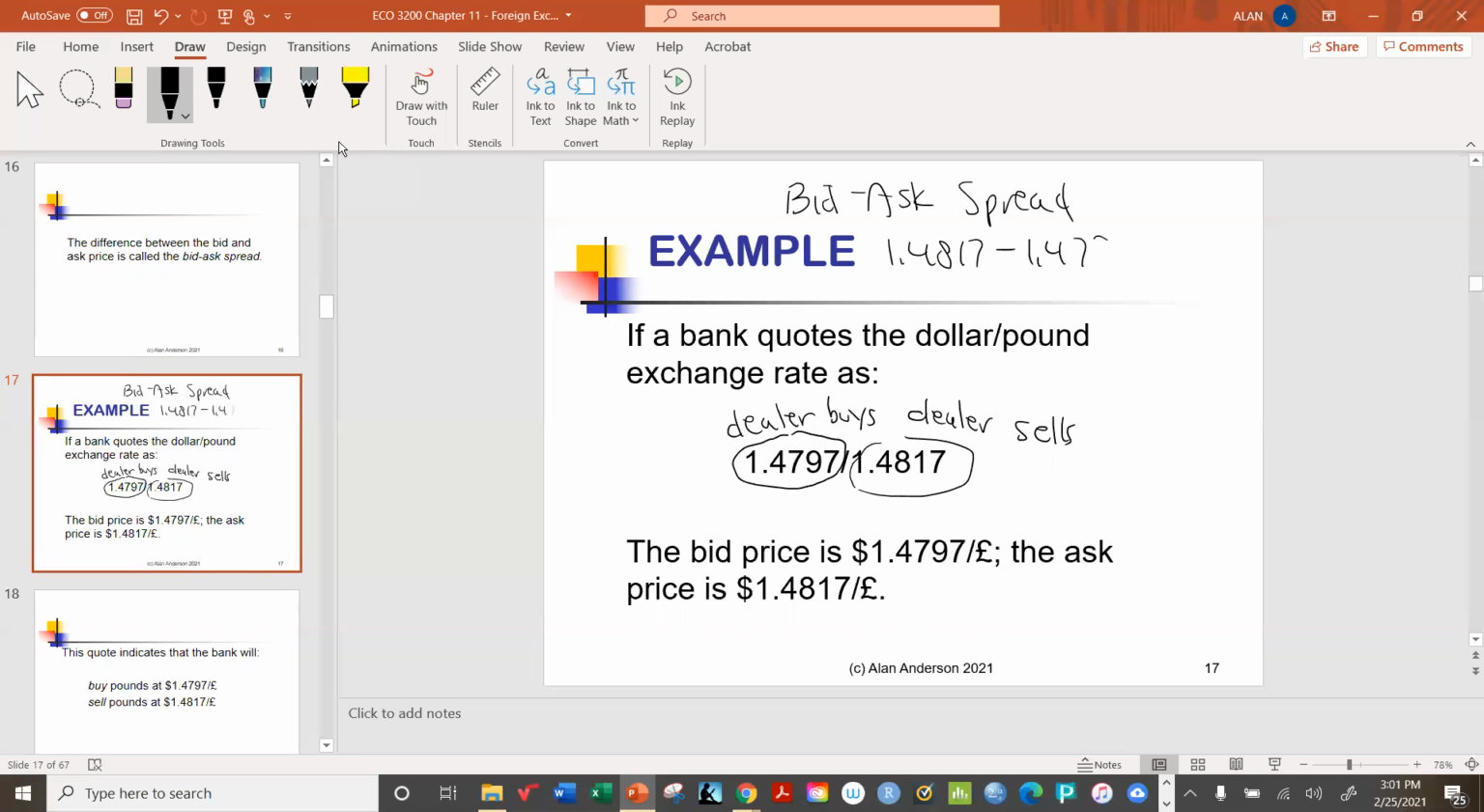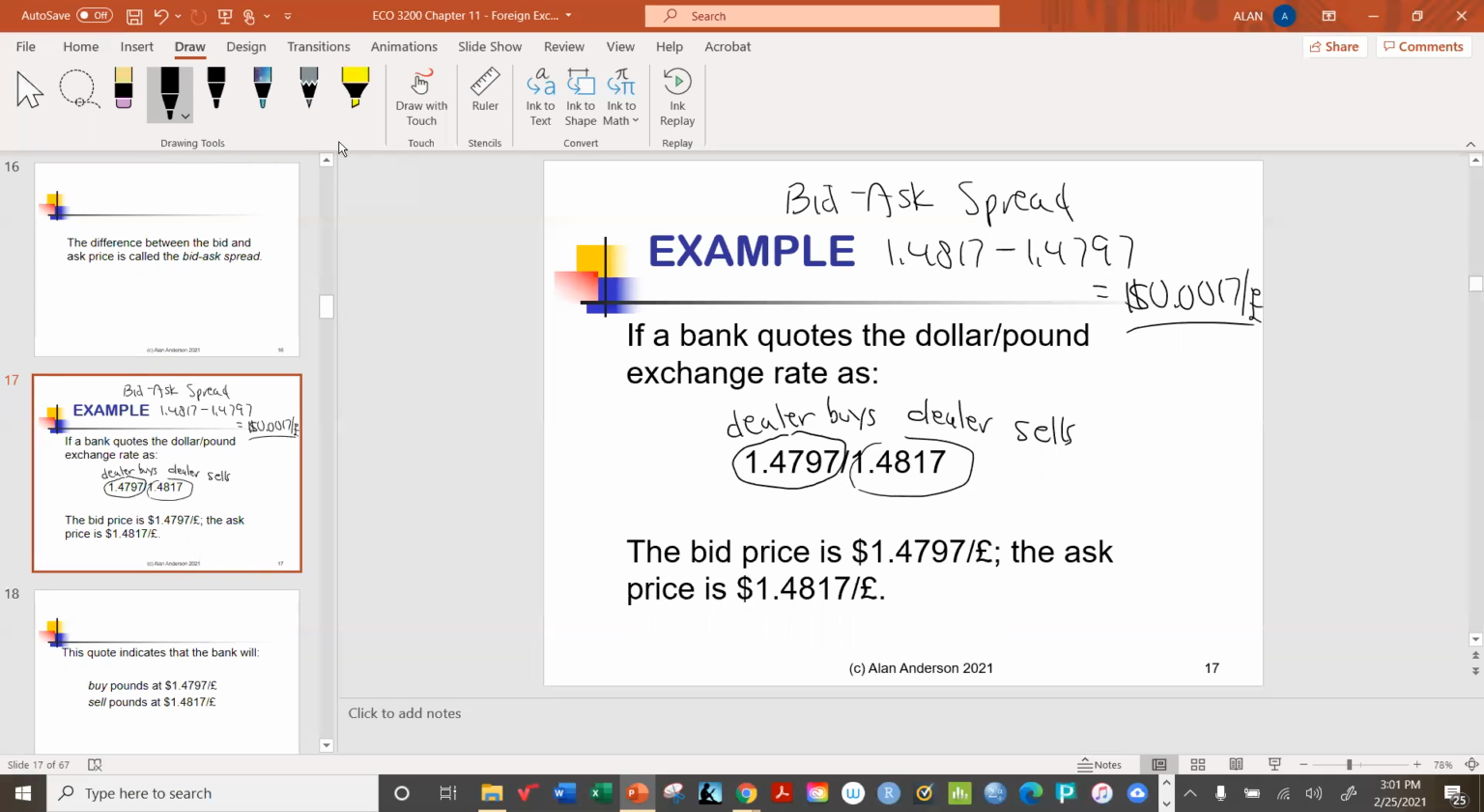Now here, the spread is very small. In fact, it's 148.17 minus 1.4797. It's only about 0.0017, it's really tiny. In practice, you're not going to get this kind of bid-ask spread unless you're buying a huge quantity of pounds.